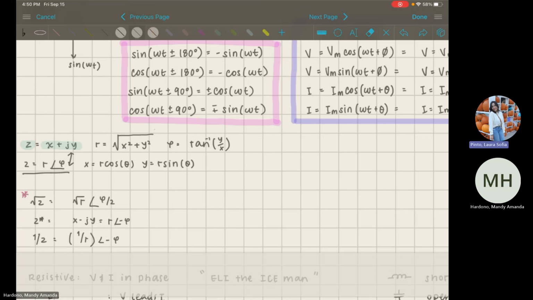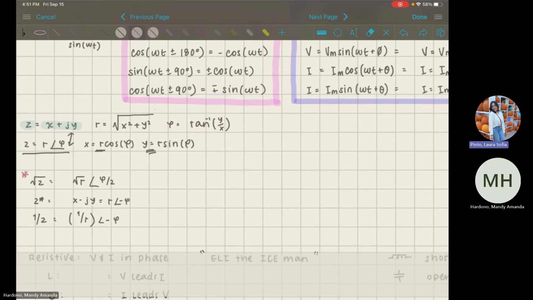Then when we want to switch from polar back to rectangular, and we want to get the x and y's again, we take the magnitude and multiply it by cosine of the phase, using the same symbol for the phase. Any questions on this part? Nope, okay.